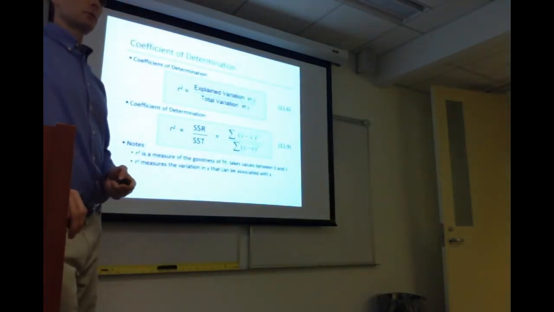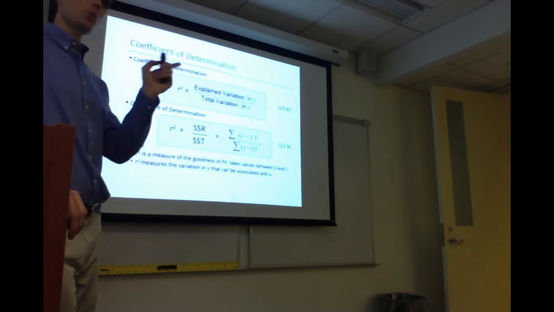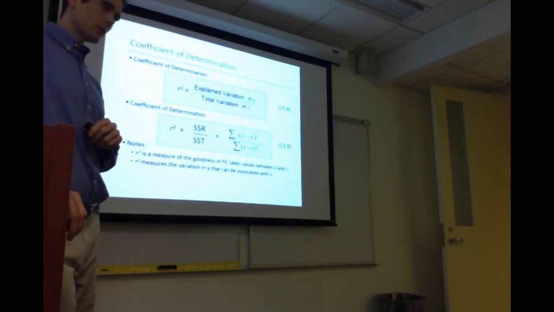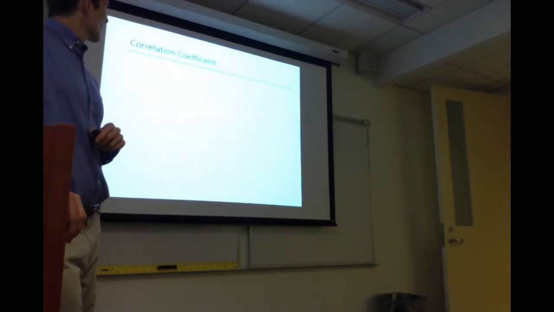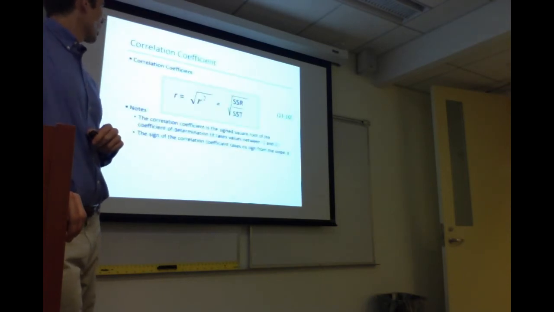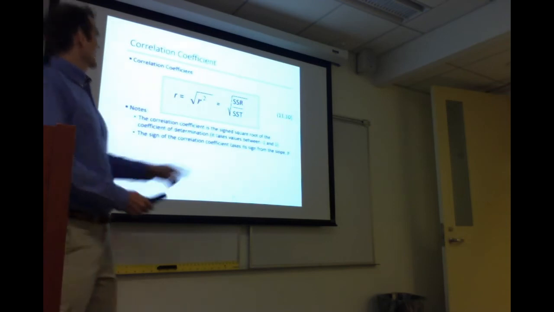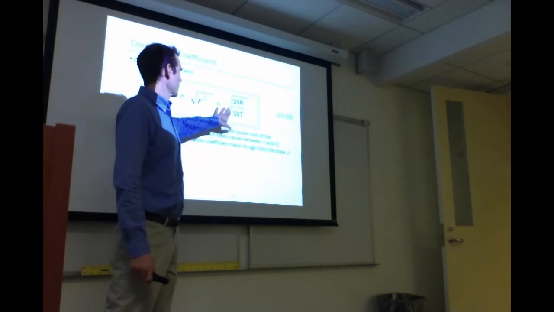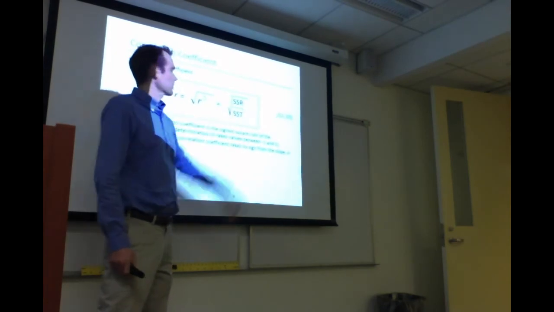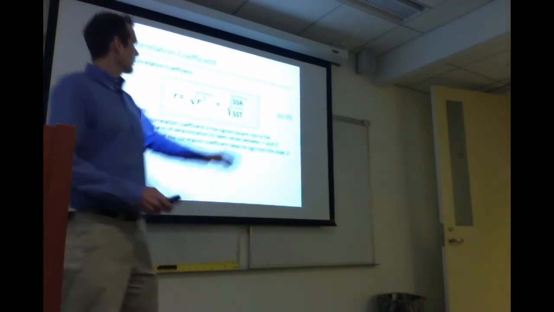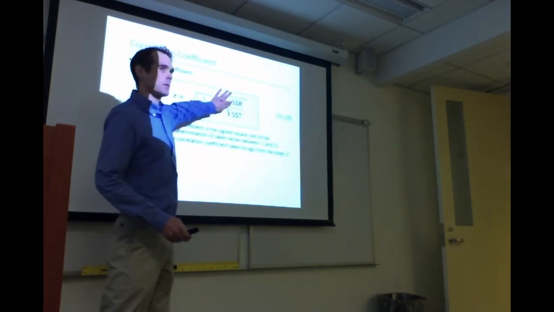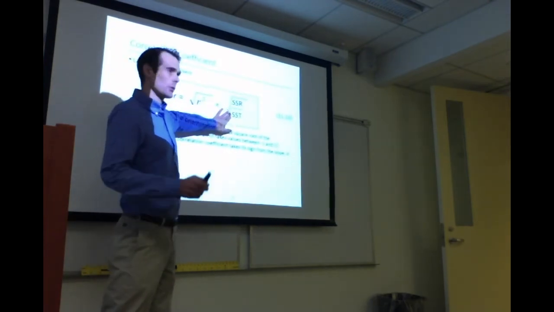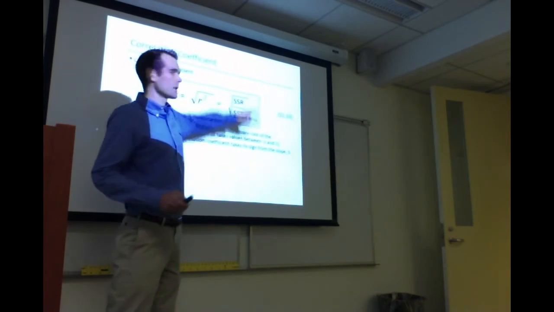Everyone good there? Coefficient of determination. There's one other performance metric, which is the correlation coefficient, which is simply the square root of r squared, also known as r. So we take the square root of r squared, we get r. Simply take the square root of the sum of squares of the regression divided by the sum of squares of the total. Remember, these were all squared sums: sum of squares of the regression, sum of squares total. So r just unsquares them.